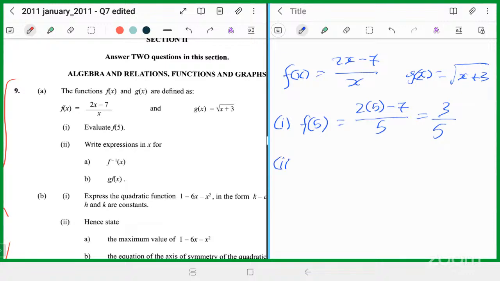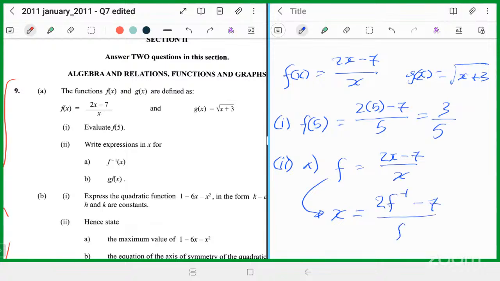Next part wants f to the minus 1. Part 2a wants f to the minus 1, the inverse of this function. That's a rational function, right? Start by saying f equals 2x minus 7 over x. We're going to inverse it. The f, which is range on the function, becomes domain on the inverse. These x's are domain on the function right now. They're going to become range on the inverse. Range on the inverse is f to the minus 1. So it becomes 2 f to the minus 1 minus 7 over f to the minus 1.